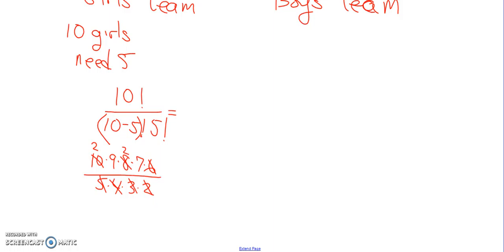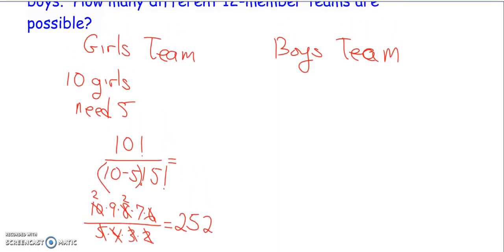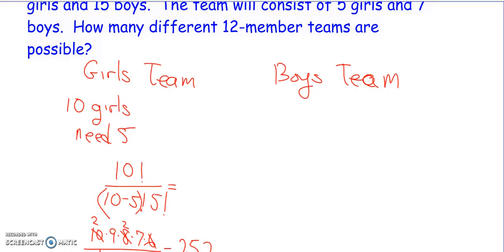4 times 63. 4 times 63. Sorry about that. We're going to count that 252. All right, so that's the girls. There are 252 possible girls teams.